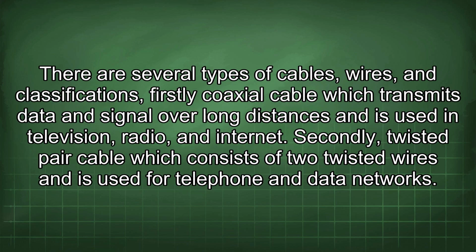There are several types of cables, wires, and classifications. Firstly, coaxial cable, which transmits data and signal over long distances and is used in television, radio, and internet. Secondly, twisted pair cable, which consists of two twisted wires and is used for telephone and data networks.